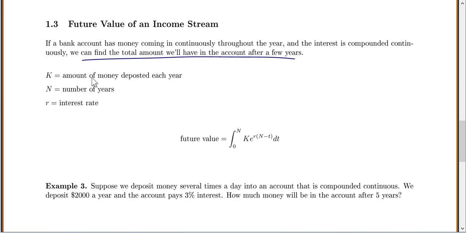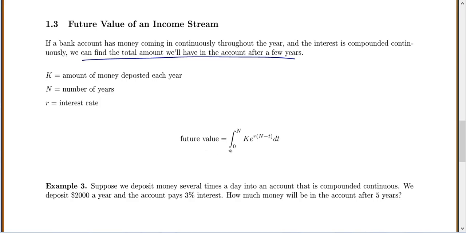So K would be the amount of money deposited each year. Again, we're not depositing it just once. So this K, like say it's $1,000, is being broken up into small chunks and put in several times a day or 10 times a day throughout the entire year. N is the number of years we're interested in, and R is our interest rate.